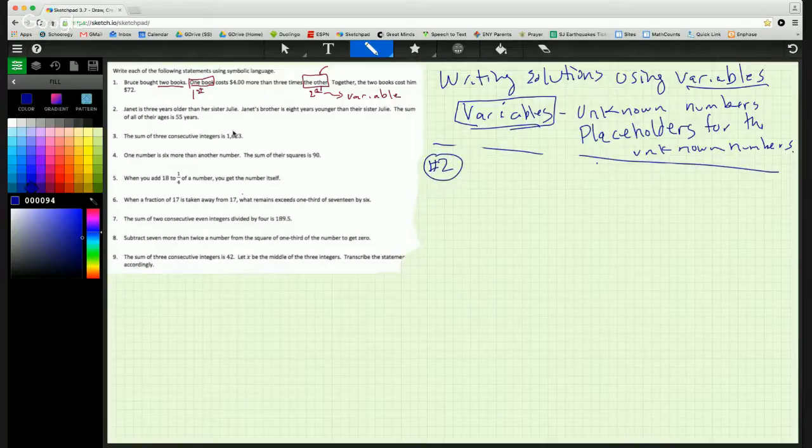Now, what do we know? Let's just read this and see what we need to know. Let's not worry about the numbers yet. Janet is 3 years older than sister Julie, and Janet's brother is 8 years older than Julie. So in this case, how many people do we not know how old they are? Well, we know Janet is 1.